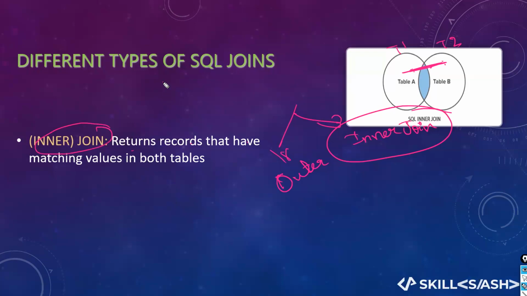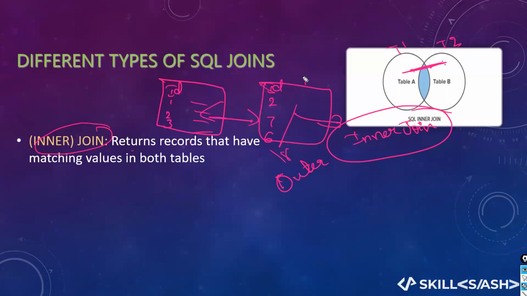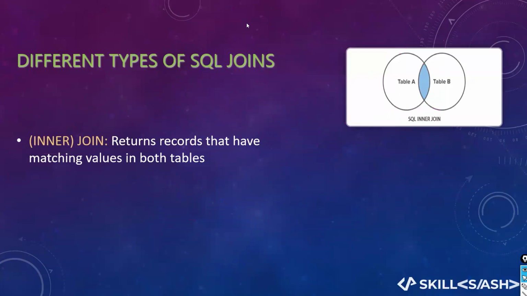For example, if you take IDs 1, 2, 3, which have some values in table 1, and next you have 2, 7, 6 in table 2, and you join them based on inner join, you'll get an output of only 2, because the intersection of both is 2. In this ID column, I have got 2 which is common. So inner join will help you provide the common records between two tables. Is it clear?